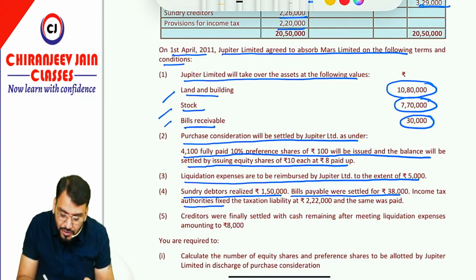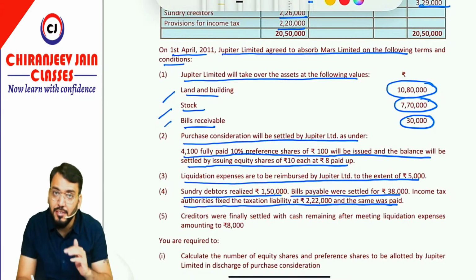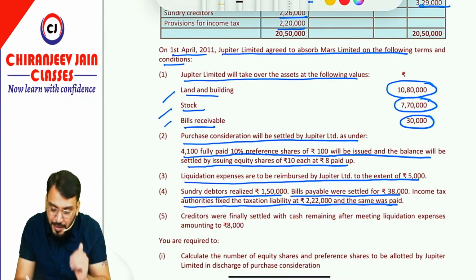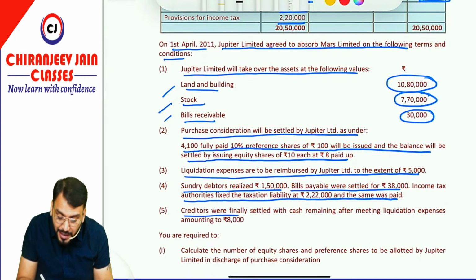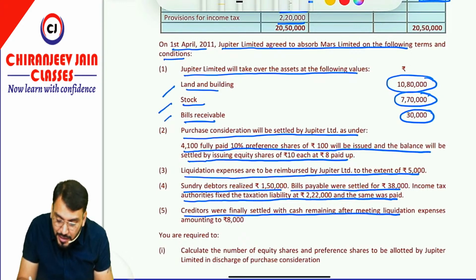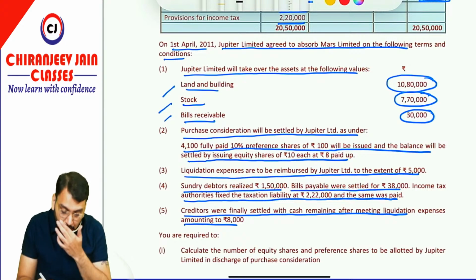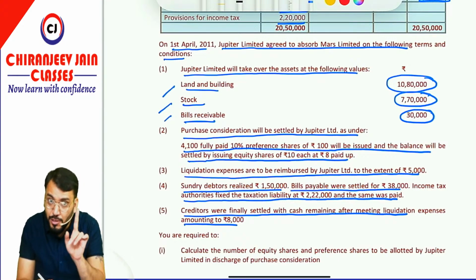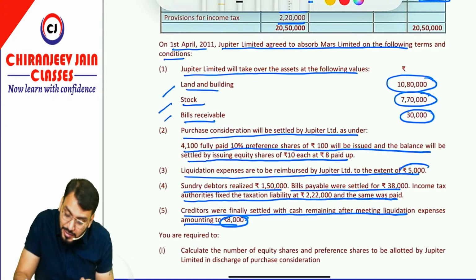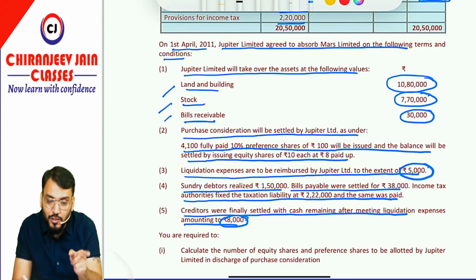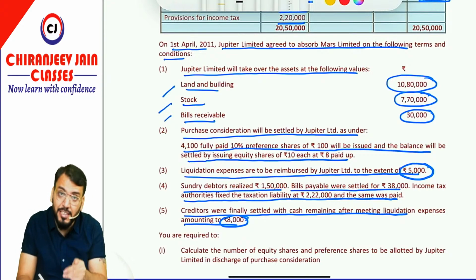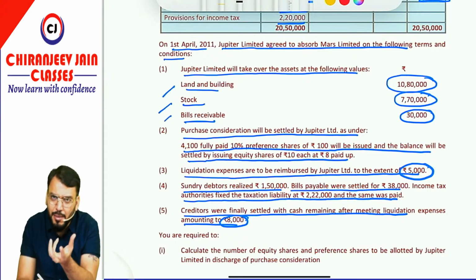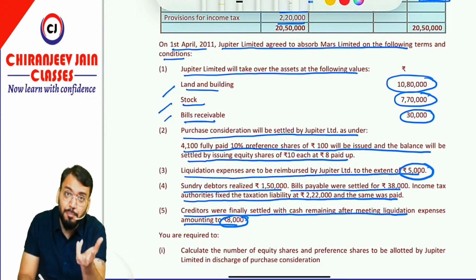Income tax authority fixed the taxation liability at rupees 2,12,000 and the same was paid. Understood? And the same was paid. So income tax was settled at rupees 2,12,000. Creditors were finally settled with the cash remaining after meeting liquidation expense of rupees 8,000. So liquidation expense paid is 8,000 and reimbursed is 5,000. Correct? And creditors were finally settled with the cash remaining. It means whatever cash and bank balance is left will be used for the payment of creditors.